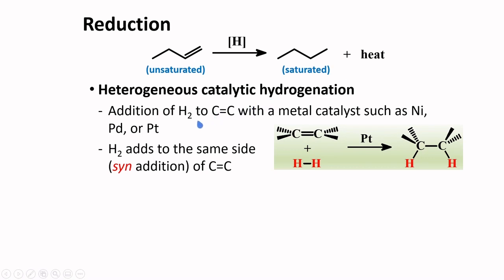It involves the addition of the hydrogen molecule to the double bond in the presence of a metal catalyst such as nickel, palladium, or platinum. The metal catalysts are suspended in solution under a hydrogen atmosphere. For this type of reaction, hydrogen adds to the same side of the C=C double bond. Hydrogen is adsorbed on the surface of the metal and interacts with the double bond at the same side to form this product.